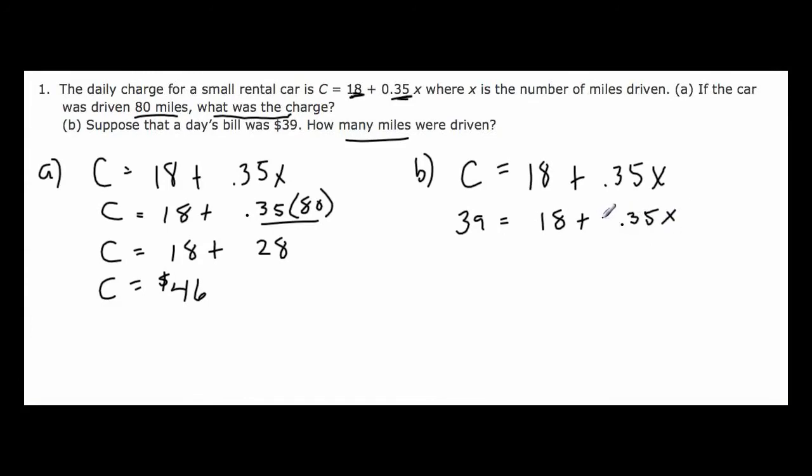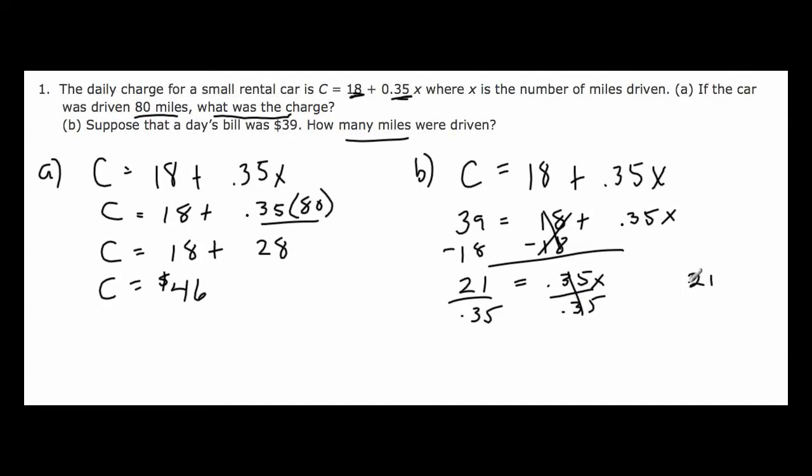So that's just a two-step equation. So opposite of the number. I'm going to subtract $18 from the total bill. So it leaves $21 for the mileage. And then do the opposite of the operation. So divide by 0.35, divide by 0.35. And I'll do this without a calculator.